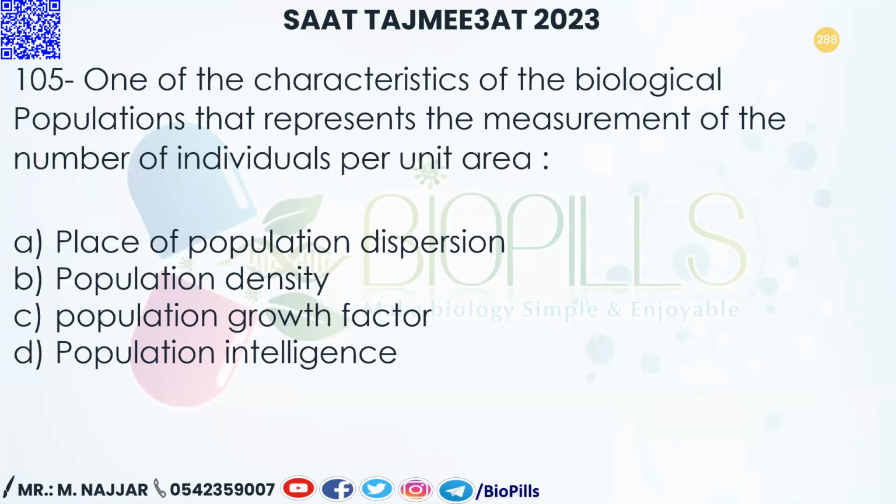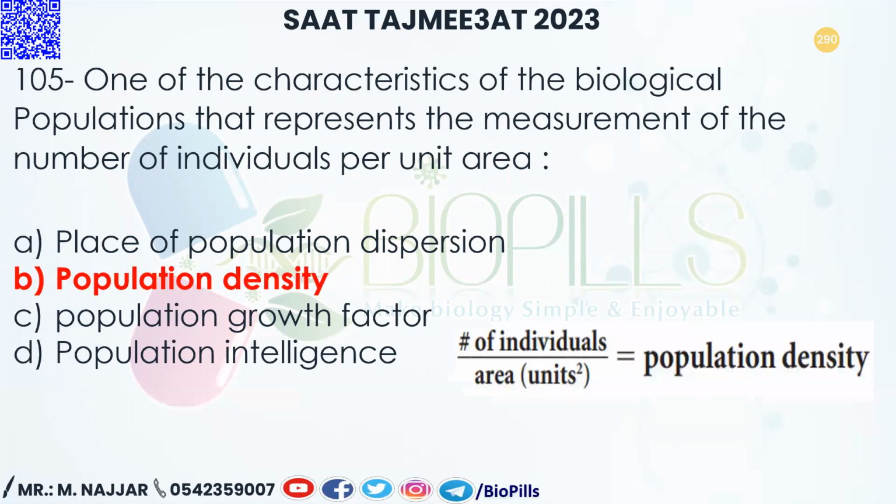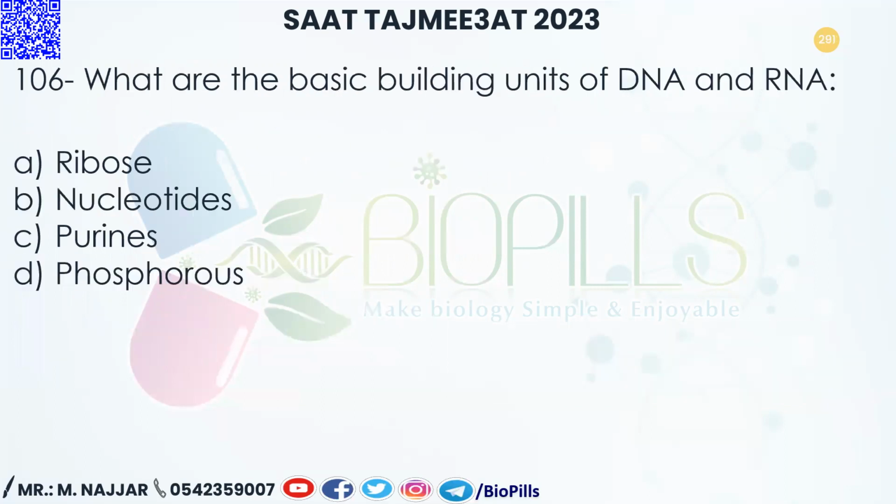One of the characteristics of the biological populations that represents the measurement of the number of individuals per unit area, dividing it over, this is the population density. And here you can calculate the number of individuals per square unit area.